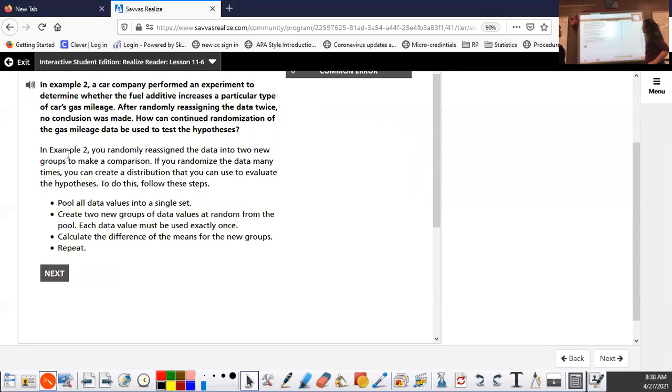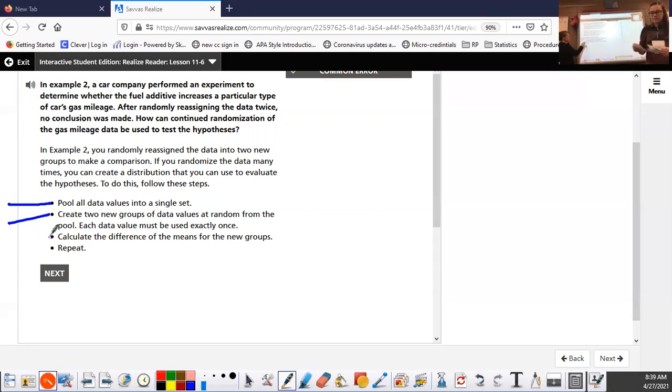So here are steps to follow, and these are very standard steps. This is called a randomization test. You put all the data from your experiment, both the treated and the untreated, into a single set. Create two new groups of data at random from the pool. I'm shuffling it up so that I'm pulling them out at random. Group A, Group B, Group A, Group B, Group A, Group B.